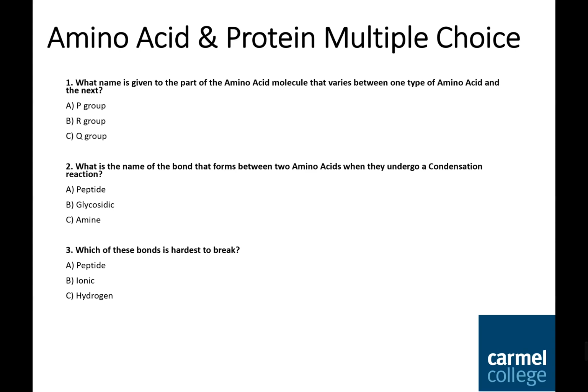Which of these bonds is hardest to break is question 3. It is peptide bonds. Remember, we said peptide bonds are covalent bonds. Covalent bonds are the strongest bonds, the bonds that are hardest to break. Ionic bonds are the next strongest bond. They can be overcome, though, by fluctuating pH levels. And hydrogen bonds are by far the weakest of the bonds.